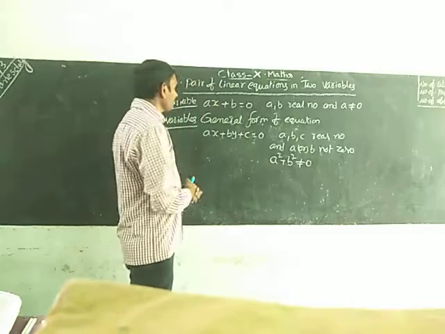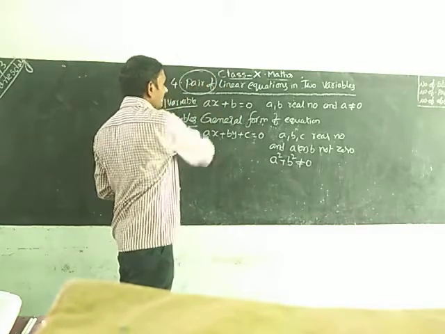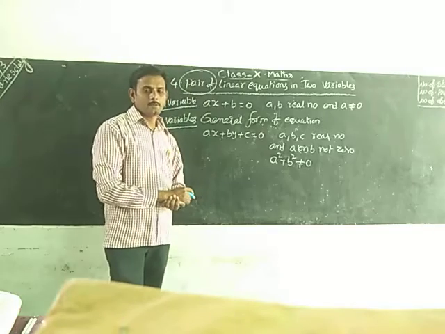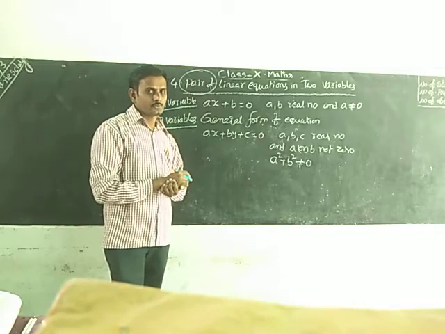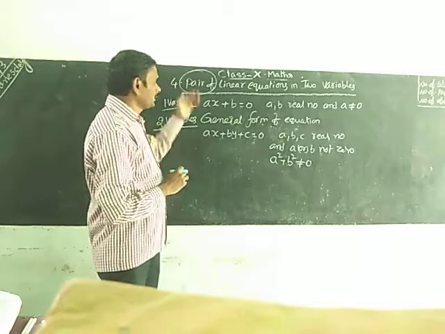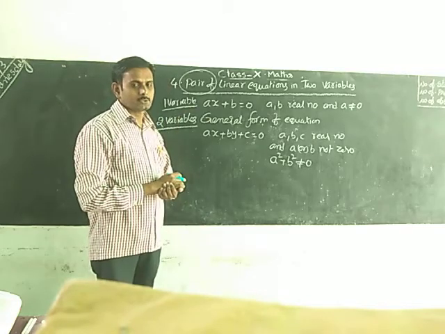Our chapter is pair of linear equations. Pair means how many? Two. Pair means two. Pair of linear equations is two.